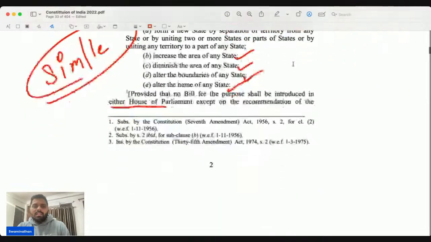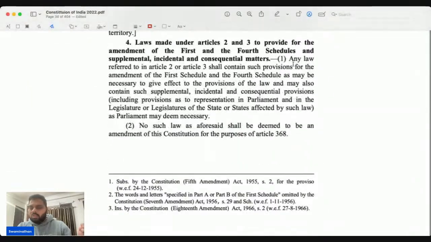Apart from that, there is Schedule 4 as well. That Schedule 4 contains the list of the seats allocated to the different states in the Rajya Sabha. So even if the name of one state is getting changed, even if one state is bifurcated into two or two states are joined, it will have necessary incidental and consequential changes in the first and the fourth schedule.